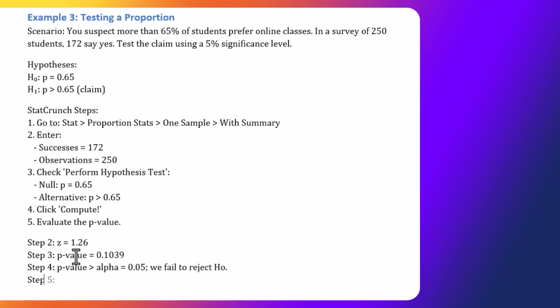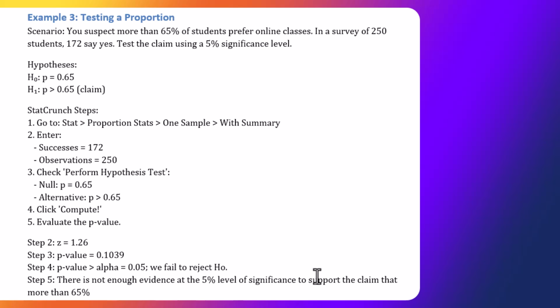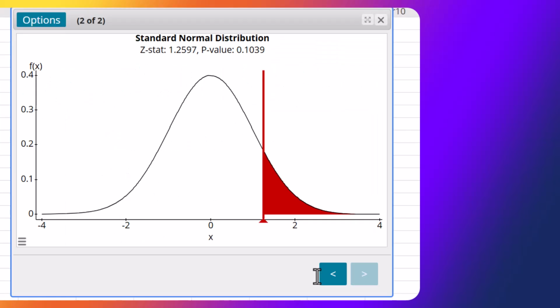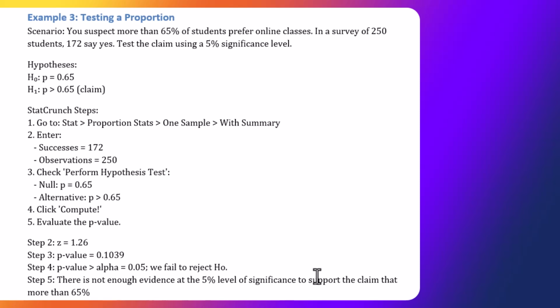Conclusion. Step 5. Since we fail to reject H0, we state there is not enough evidence at the 5% level of significance to support. Why do I use the word support? Because the claim is in HA right here, or H1. To support the claim that more than 65%, I just copy it and paste it from the problem itself. Let me show you the question. More than 65% of students prefer online classes.